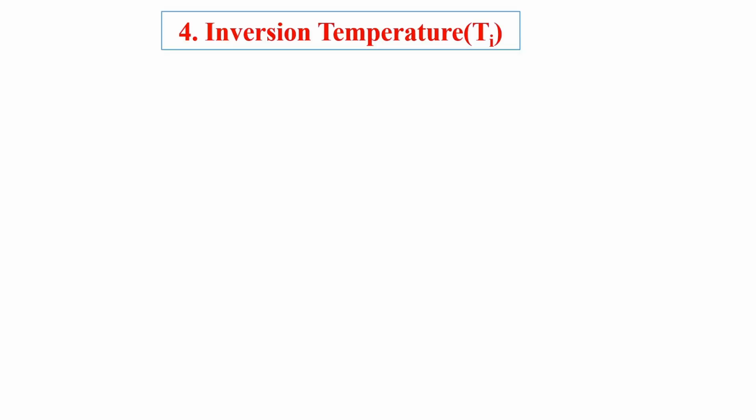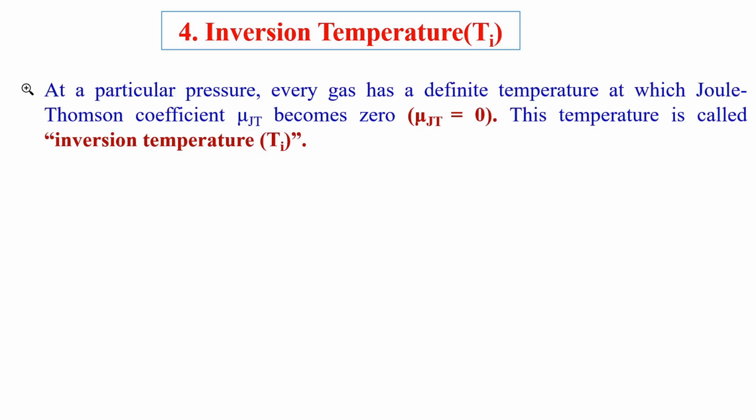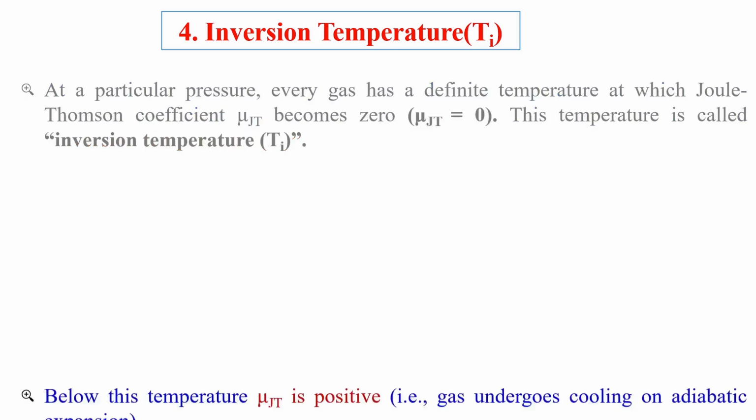Now let us understand what is inversion temperature based on the Joule-Thomson coefficient. At a particular pressure, every gas has a definite temperature at which the Joule-Thomson coefficient becomes 0. This temperature is called inversion temperature, which is denoted by Ti.